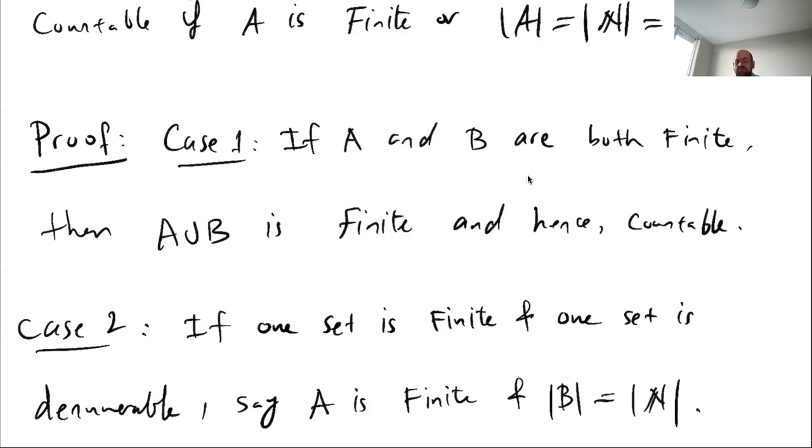That's what I assumed. But of course, you can assume that B is finite and A is denumerable. The proof is very, very similar. So in the exam also, you don't need to prove both possibilities. One is enough. One set is finite, one set is denumerable. Let's say A is finite, B is denumerable, or you could do the other way.